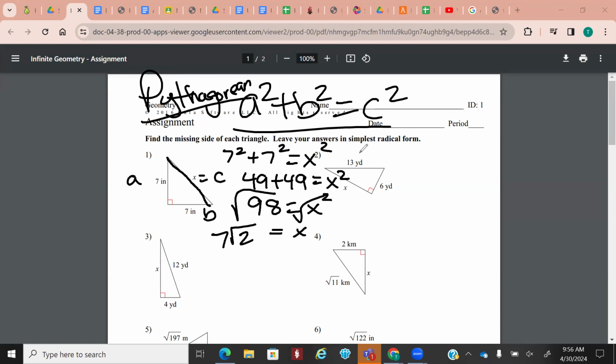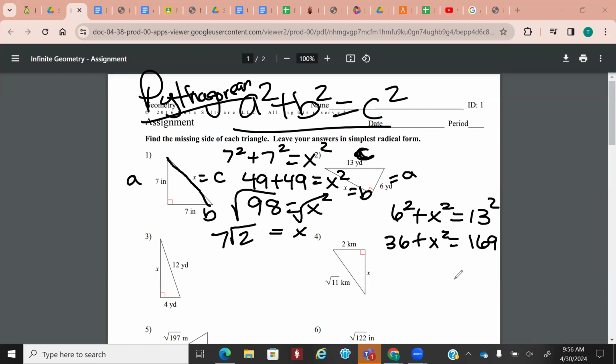Okay, let's try number 2. So we've got 13 is going to be our C. Our side is going to be A. The other side is going to be B. So we've got 6 squared plus x squared equals 13 squared. This one's a little different because we're not solving for the hypotenuse, we're solving for its side. So we're going to square everything. That's going to be 36 plus x squared equals 169.